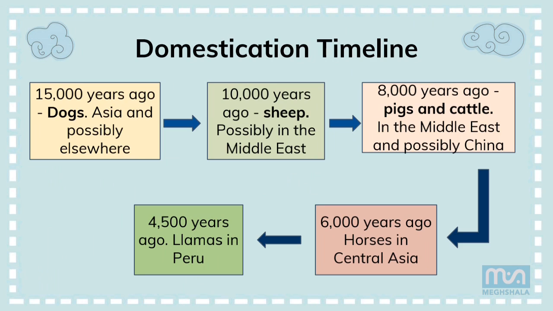And then 8,000 years ago, pigs and cattle were domesticated in the Middle East area and possibly China. And then around 6,000 years ago, horses in Central Asia were domesticated. And around 4,500 years ago, llamas in Peru were domesticated. So this is the domestication timeline. Very interesting information for you.